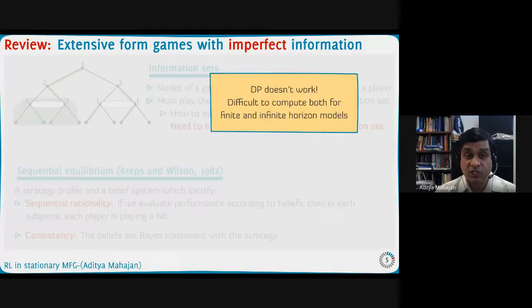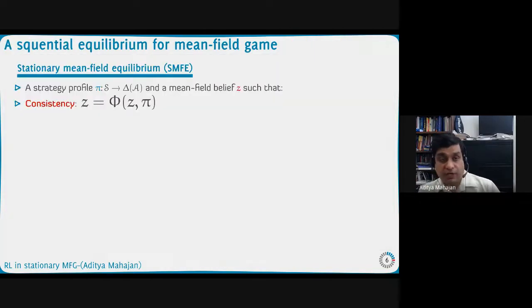A key limitation of sequential equilibrium is that it cannot be computed using dynamic programming. It requires solving forward and backward consistency equations, and this is difficult to compute both for finite and infinite horizon models. In fact, except for some very, very simple cases, there are no general algorithms known on how to compute the equilibrium. Now, having gone over this review, let's come back to the mean field game.